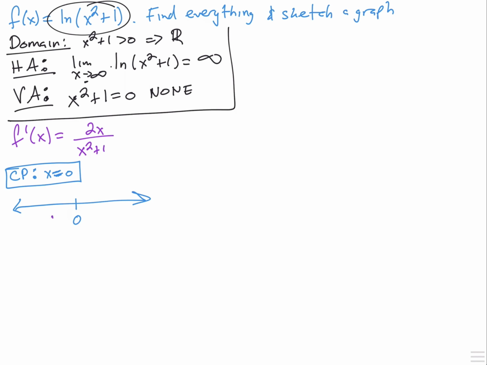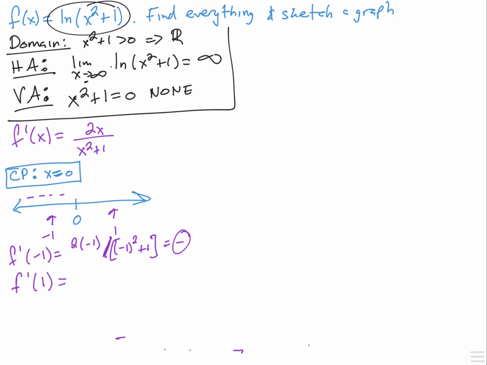So I'll do my number line, right? What are some good test points? Okay, and where am I going to plug these into? The first derivative, that's right. Why am I plugging it into the first derivative? Trying to find if the function's increasing or decreasing, right? So I have 2 times minus 1 divided by minus 1 squared plus 1, right? So it's negative, which means my function's going to be decreasing. You can either put an arrow like that, or it's also common to put decreasing like that. Either way is fine.